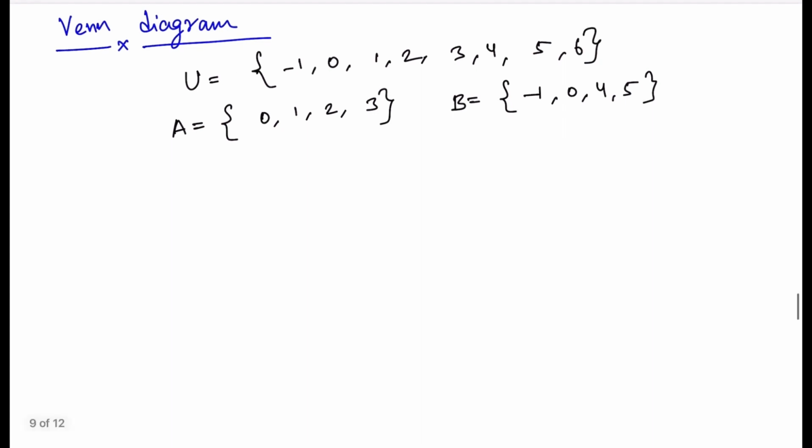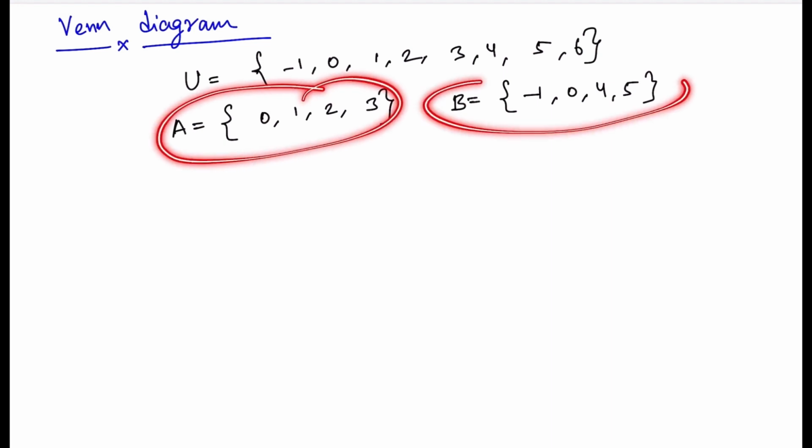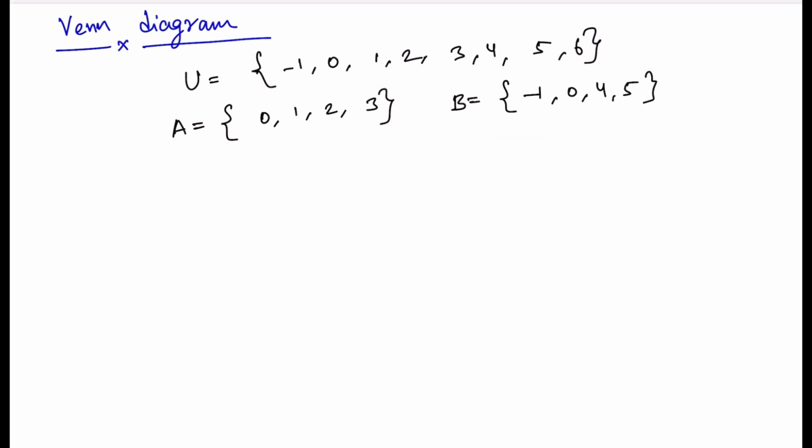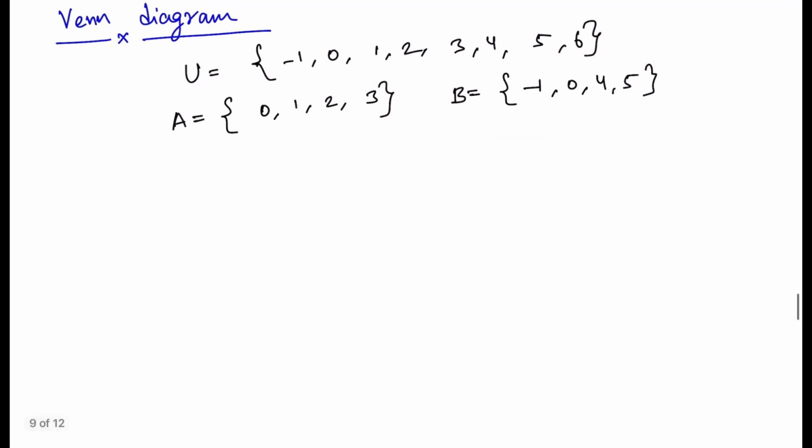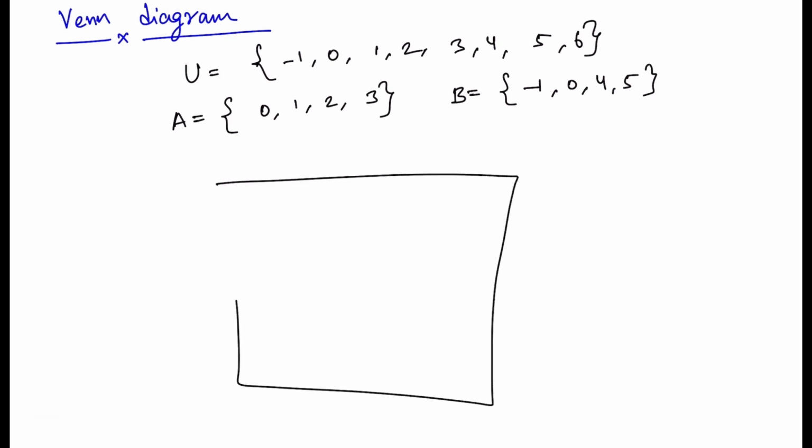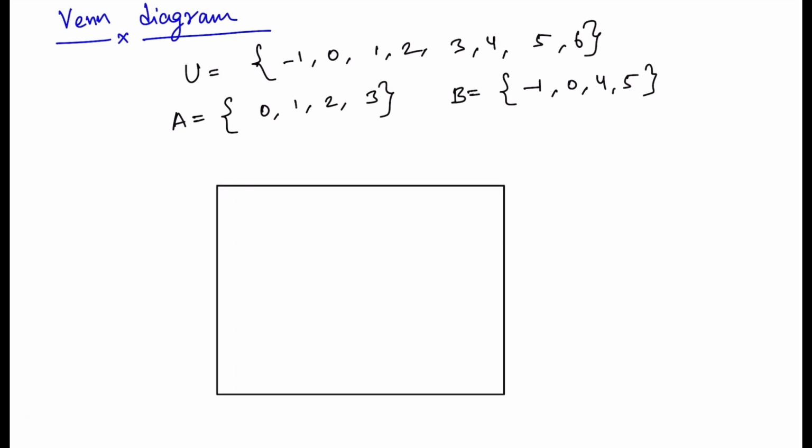Now there are specific shapes we use for the universal set and other sets. Specifically, for the universal set we use only a rectangle, and for other sets like A and B we use circles. So to draw the Venn diagram for the given sets, we have to draw a rectangle for the universal set. So this is the region for the universal set.